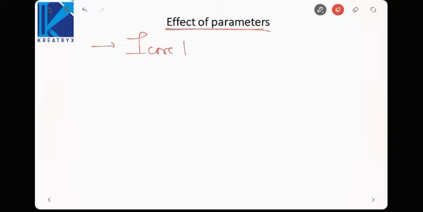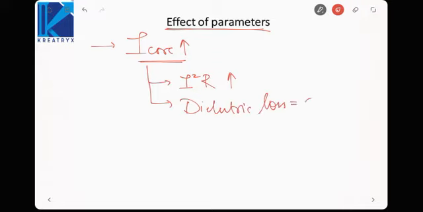First is, if I core increases, I square R loss will increase. Now dielectric loss does not depend on current, it depends on voltage, so it will remain constant. But in case of sheath loss, more current implies more flux and more EMF and more eddy current. So sheath loss will increase. Due to more current, flux linkages increase, due to which induced EMF also increases.